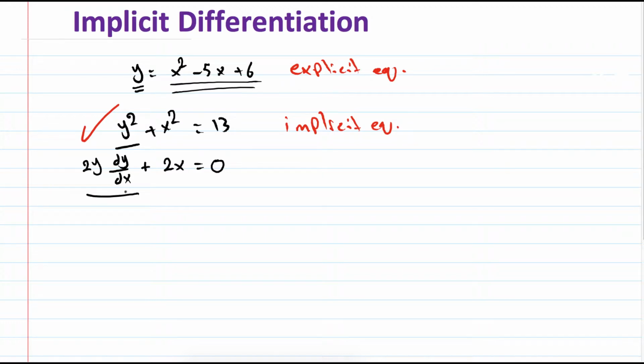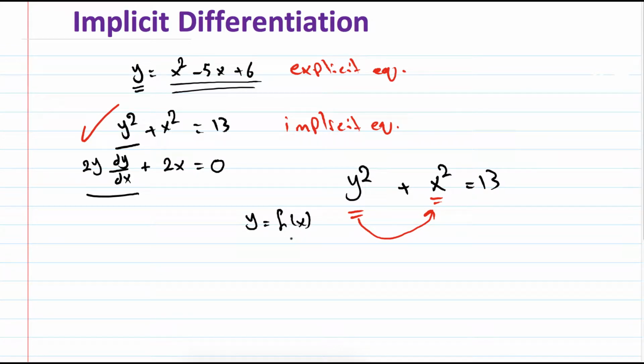And the idea behind this dy and dx is, suppose we have this equation, y to the 2 plus x to the 2 equals 13. Here the dependent variable is y and the independent variable is x. So y depends on x, because if I put a value in for x, it will give me y. That is the equation. So basically here y equals f of x, as simple as that.